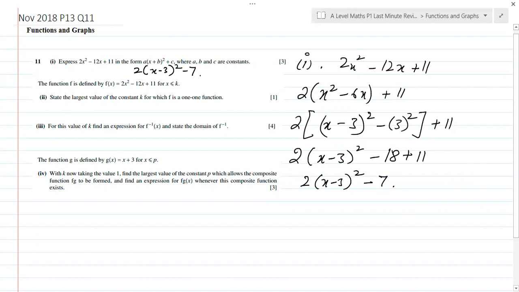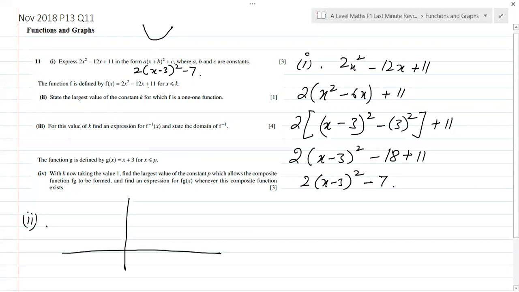Part 2, the function f is defined by this for x is less than or equal to k. That's a really important concept for part 2. This is important. If you know it, it's good. If you don't, you can have a look over here. So your graph is going to be like this. The coefficient of x squared over here is positive, so we know the graph is going to be a parabola, and it's going to be upright like this for a positive coefficient of x squared.